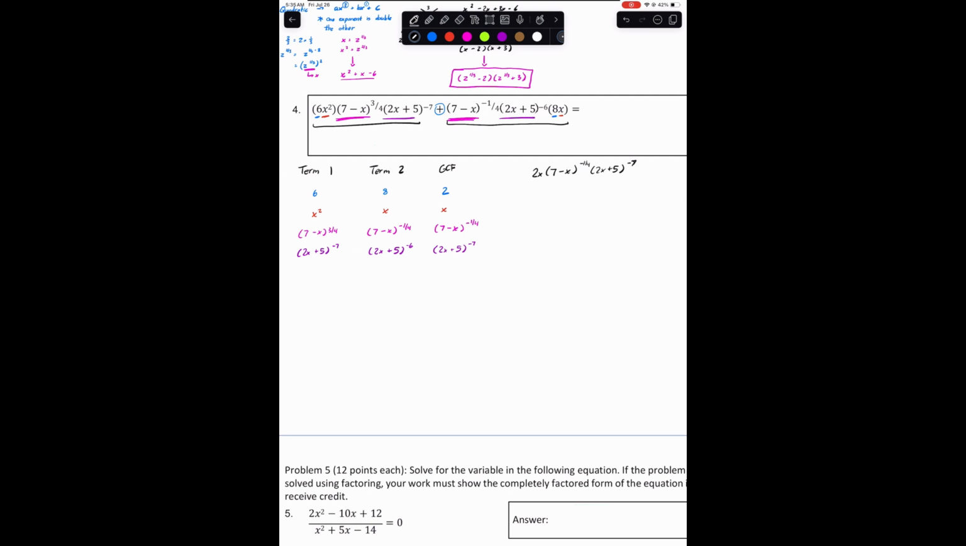So for term 1, I have the 6 divided by 2, and this gives me 3. Actually, let me move this down a bit.